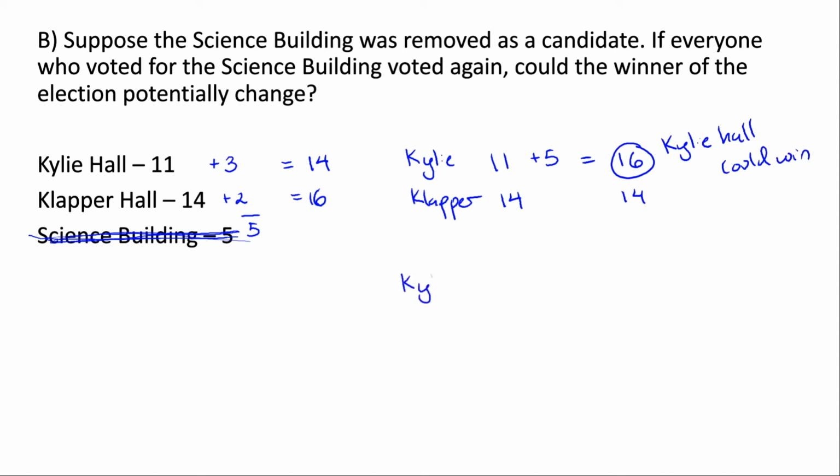Now let's say we had done this differently. We could add 4 of the extra votes for the Science Building to Kiely, and we could add 1 to Klapper. Right, that's still 5 extra votes total that we're adding. And if we do this, we end up with 15 and 15. So we could also end up having a tie. So the answer to this question would be, yes, the winner could potentially change because we've seen a situation where if these 5 people have to vote differently, we could see Kiely Hall win, or we could see a tie between the 2 choices.